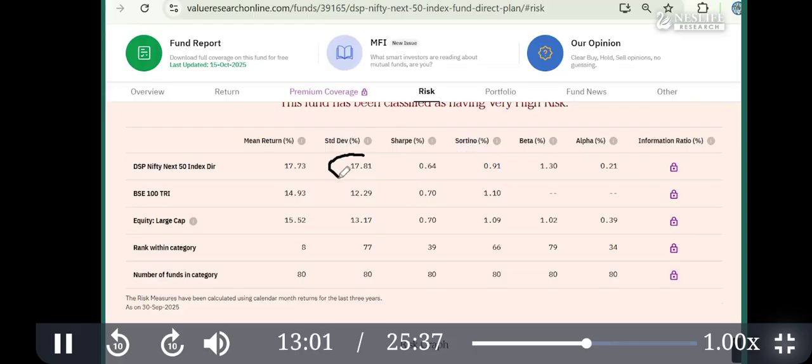So this is a fund. What about the index? This is the index which it is tracking, and the standard deviation is higher than the index, which should be the same, but it is a little higher. Maybe they are taking slightly more variation. And the Sharpe ratio. Okay. Again, we say the Sharpe ratio should be more than 1.